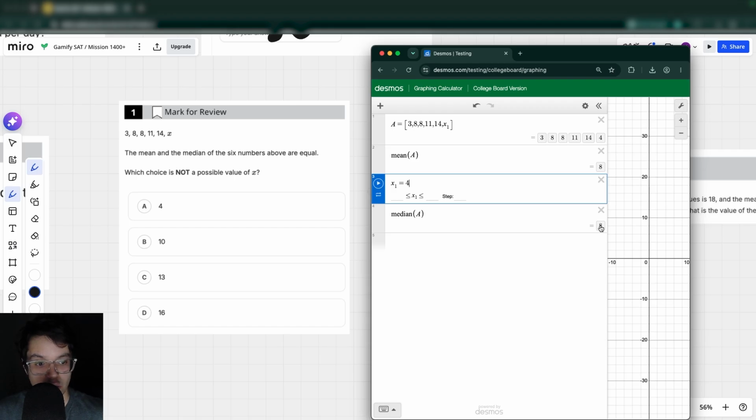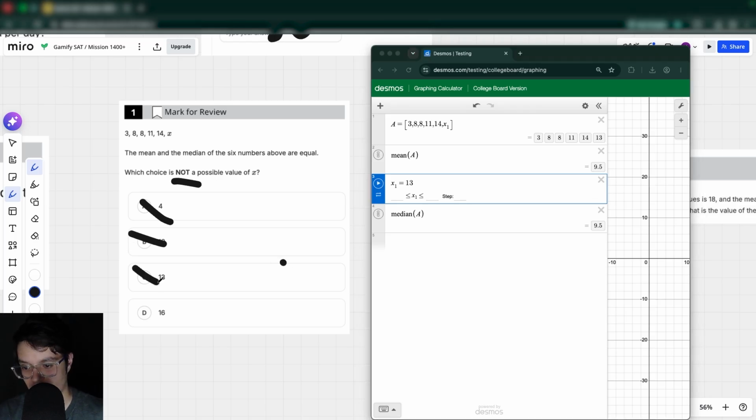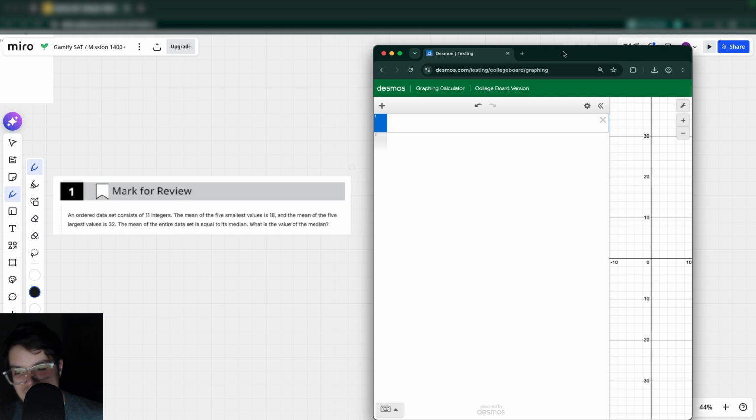So 4, they would be the same. We're trying to find a place where it would not be the same, so that cannot be it. 10, okay, same thing, they're the same. 13, again, the same, so we know that D must be the right answer. Yes, they are different when you have it being 16. Okay, that was a good problem.